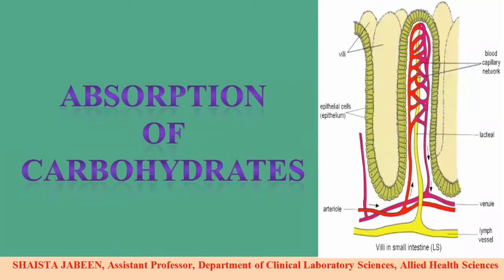In this video, you will learn about how the absorption of carbohydrates takes place inside the human body. The absorption of carbohydrates in the human body takes place in the small intestine. The carbohydrates are completely digested and the final small products are present in the small intestine.